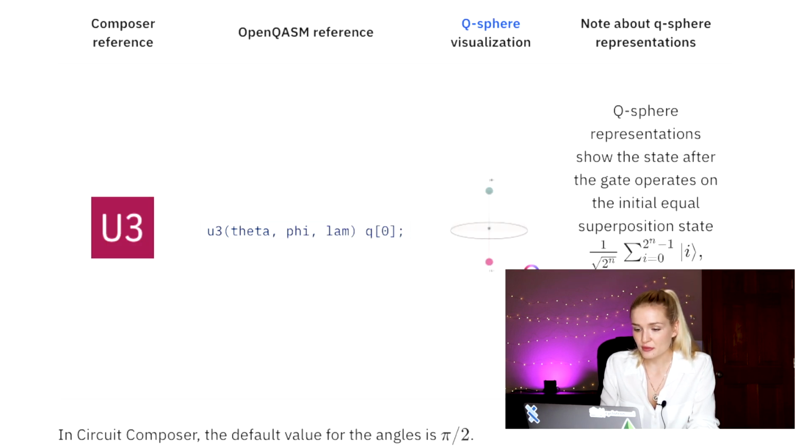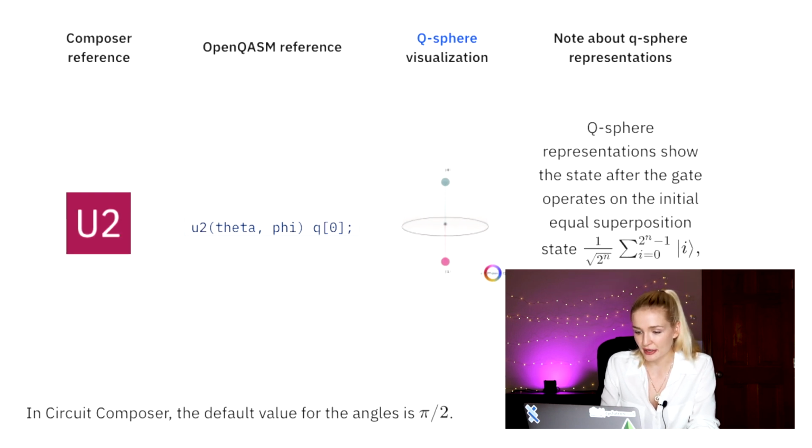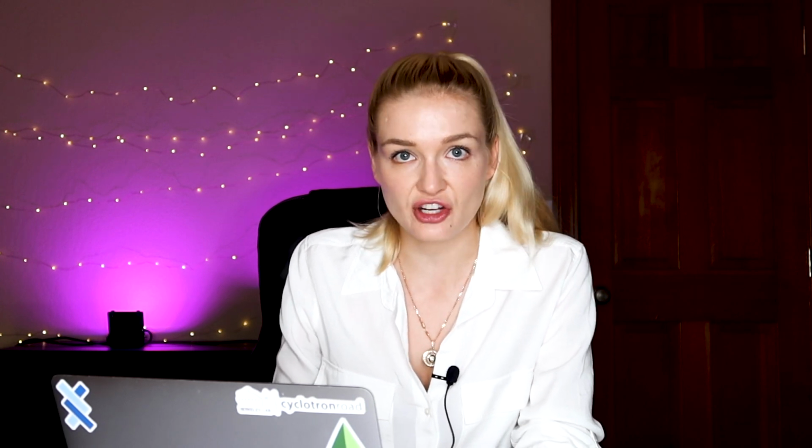The U3 gate is the most general of all single qubit quantum gates because you can use all 3 parameters with any rotation to create any gate that you can think of. U2 here means that we use 2 parameters and U1 uses 1. So there's nothing that you can do with U1 and U2 that you can't do with U3.